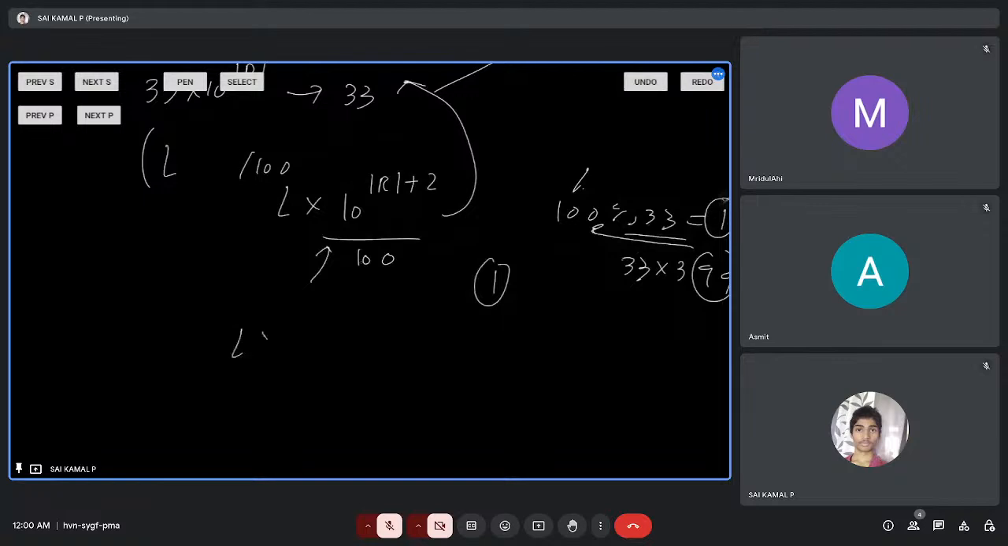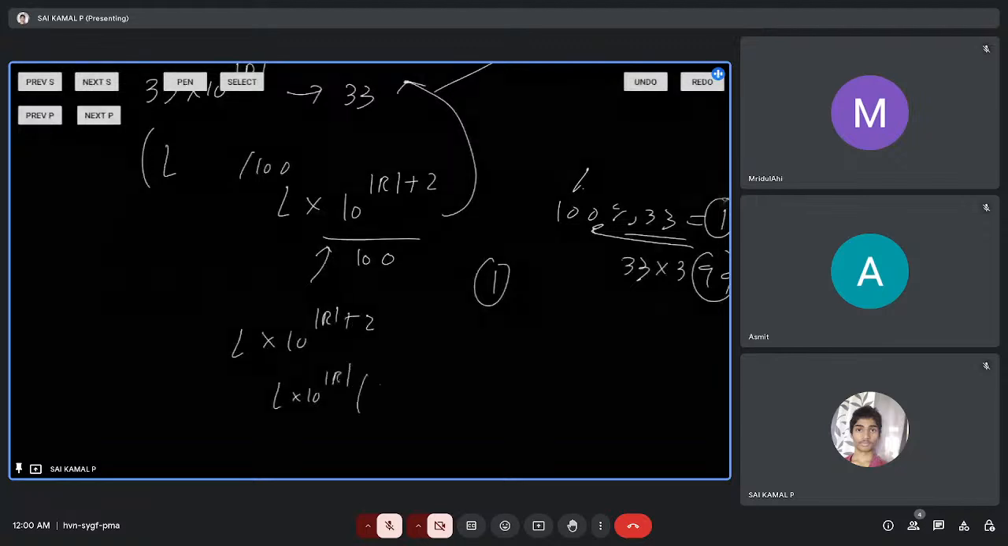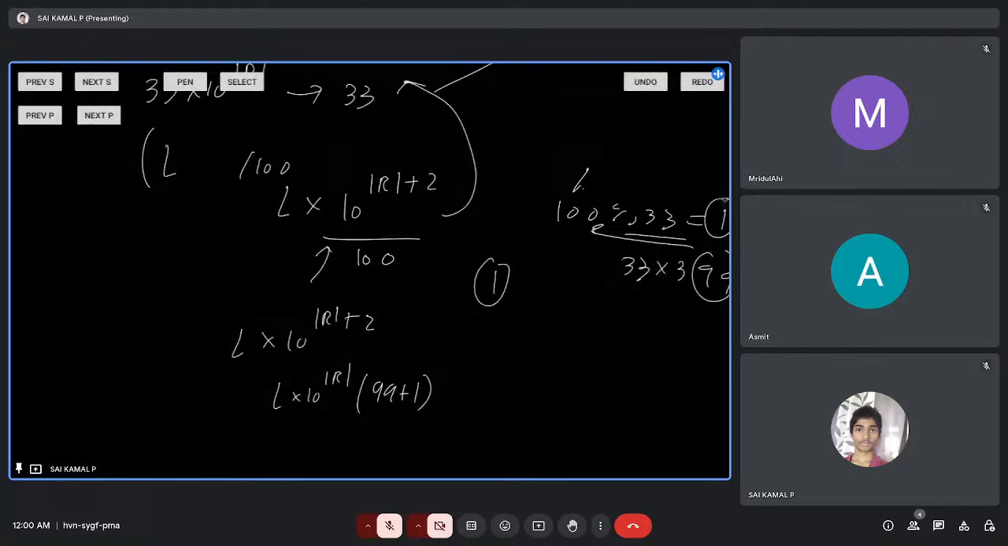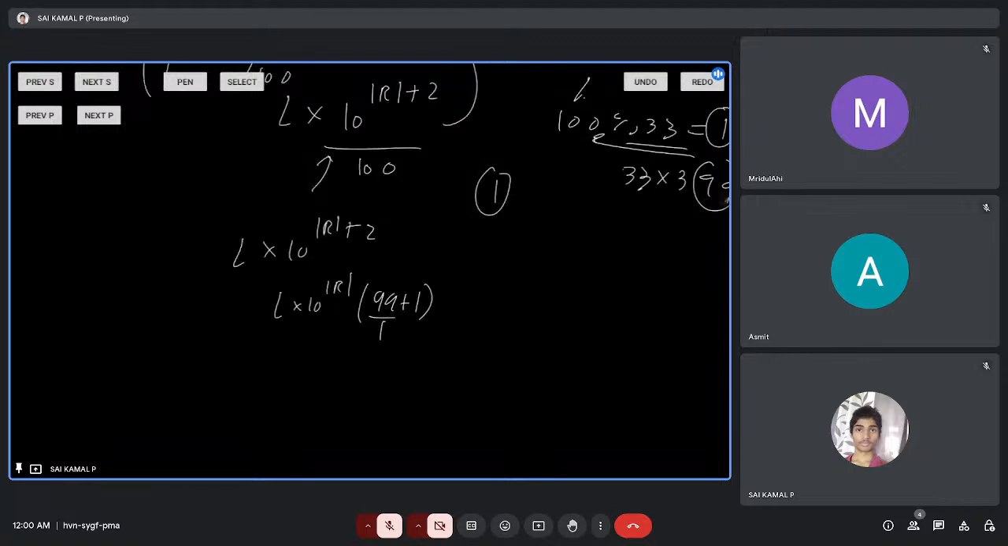So L times 10 to the r plus 2 can be written as L times 10 to the r times 100. So you can essentially write 100 as 99 plus 1. So what this means is that you are ignoring that 99 part because it is a multiple of 33, and the result that you are getting is L times 10 to the r. So this means that with respect to modulo 33, the resulting operation has not changed.